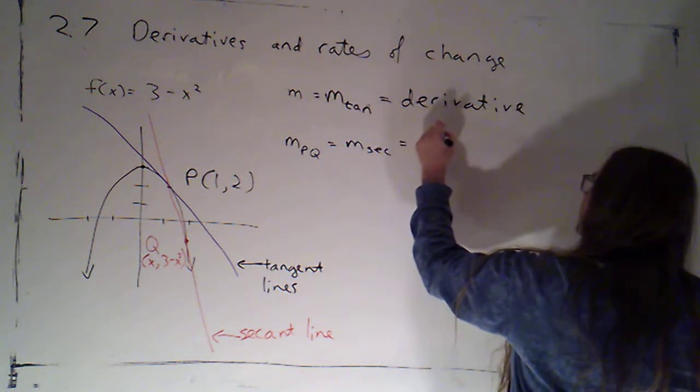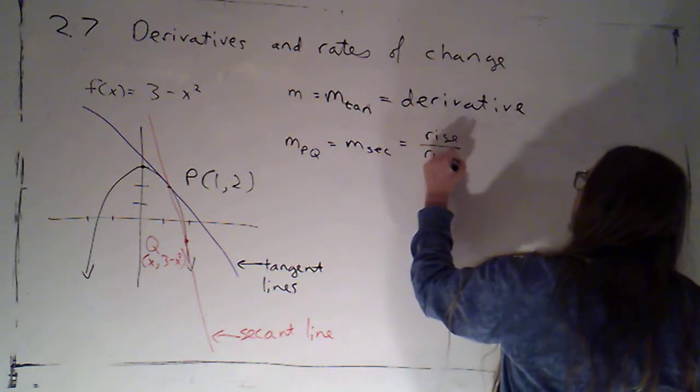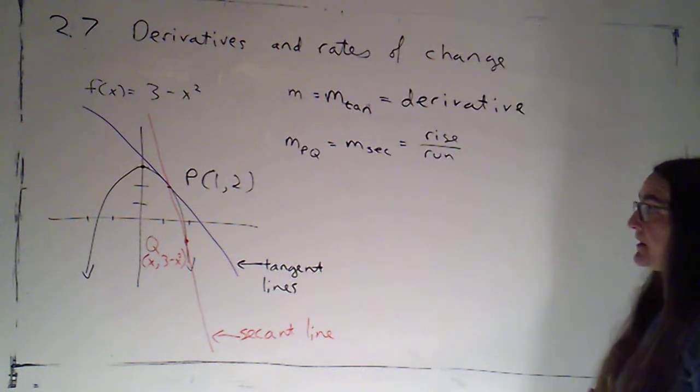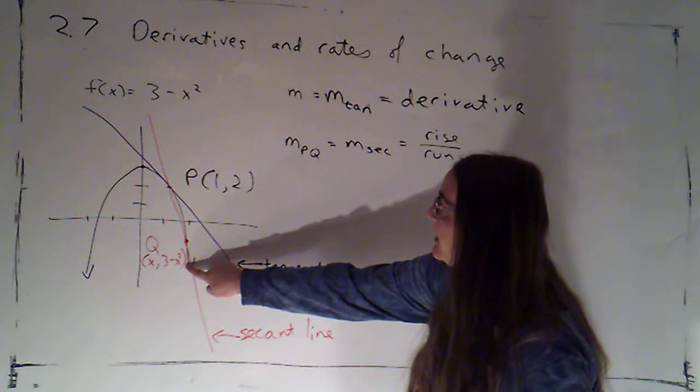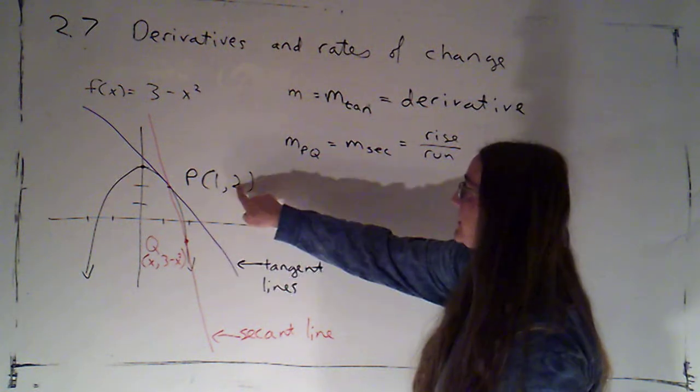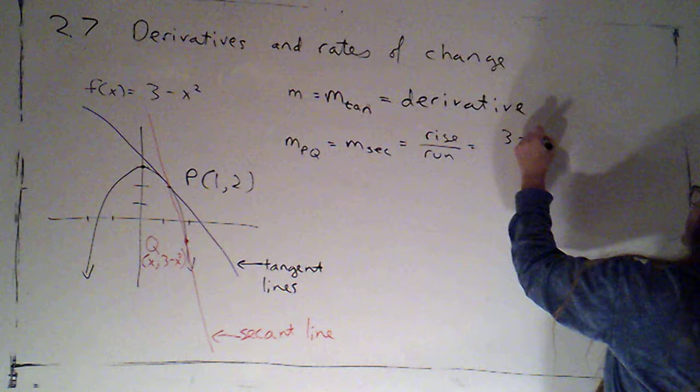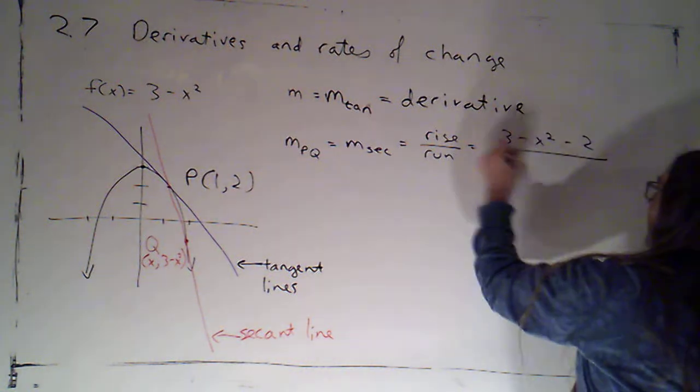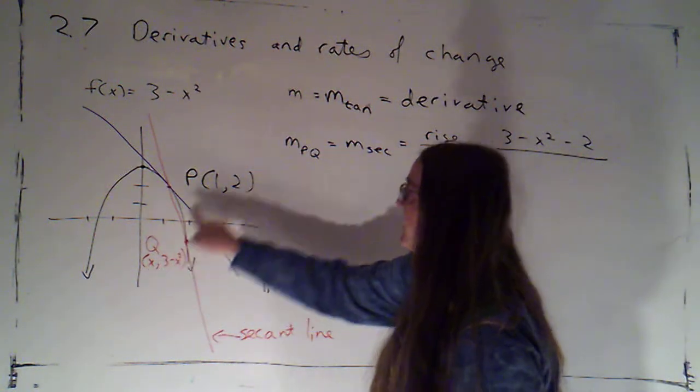And for that, I'm just using the fact that it's rise over run. So I would say that's going to be the change in y, 3 minus x squared minus 2, over the change in x would be x minus 1.